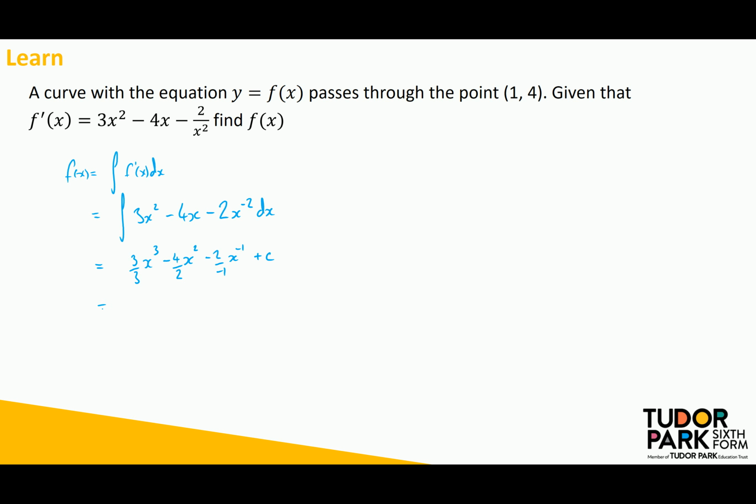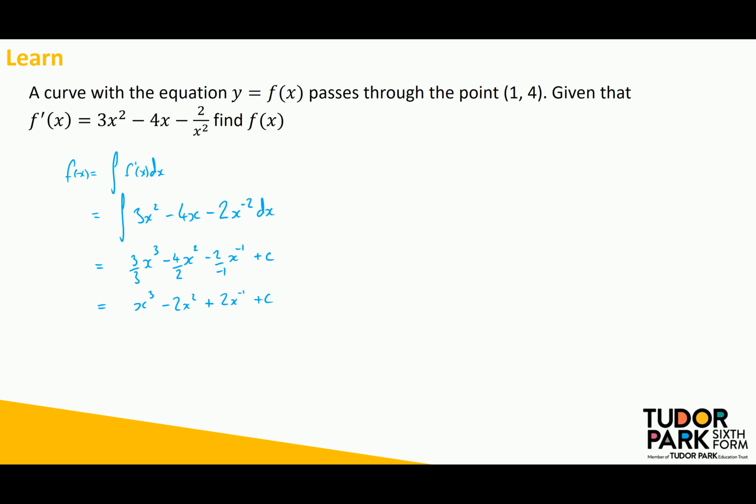Now, before I go any further, I'm just going to tidy this up and say that 3 over 3 is 1, so that becomes x cubed. This becomes 2x squared, and here, being careful because I've got minus 2 divided by minus 1, which would make this plus 2x to the power of minus 1 plus constant of integration.